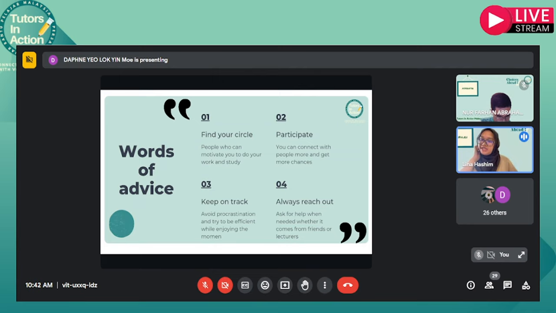And the third one is keep on track. Keep on track with your study. Try to avoid procrastination and try to be efficient while you're enjoying the moment. Do your work on time. Ask your lecturer if you don't know. Ask during your tutorial class where you're going to discuss tutorial questions. And this will help you a lot. This will help you to tackle all subjects, even if you're not really doing self-study at the moment.